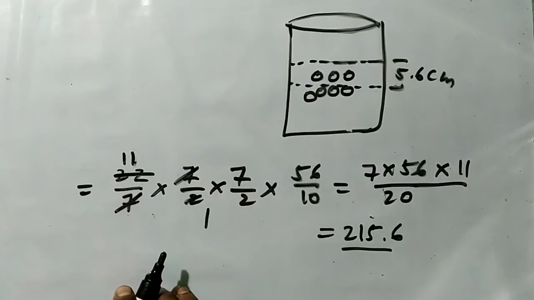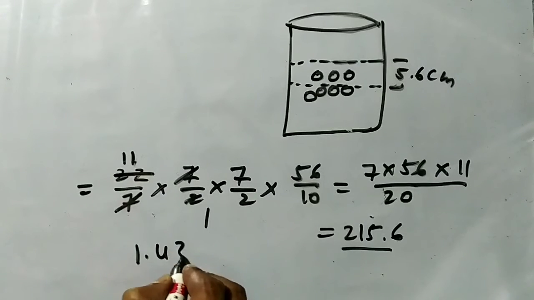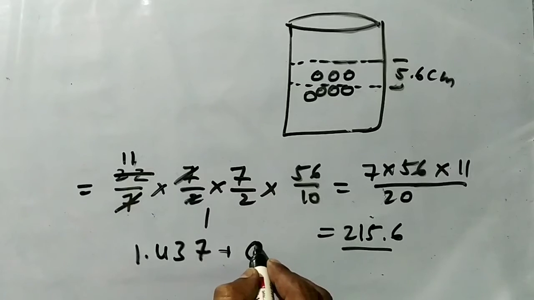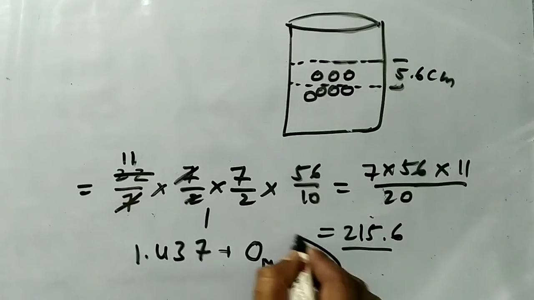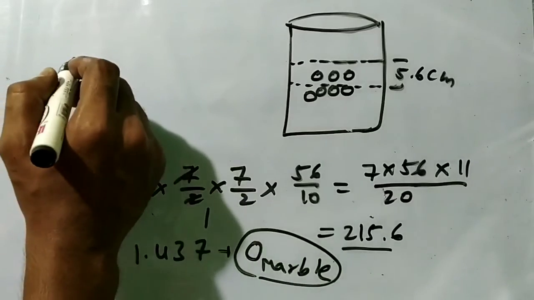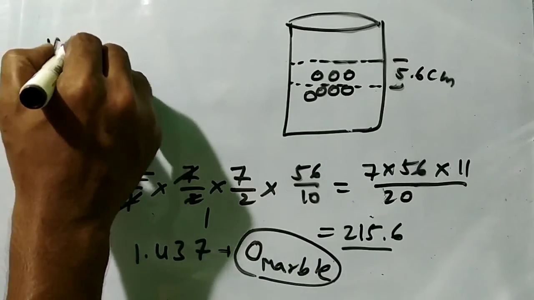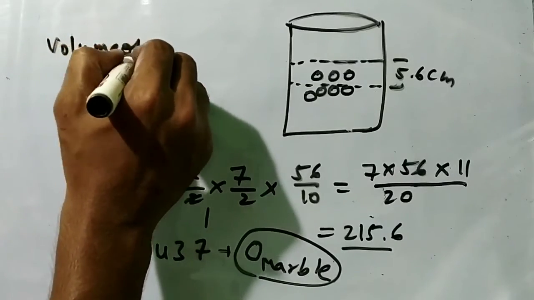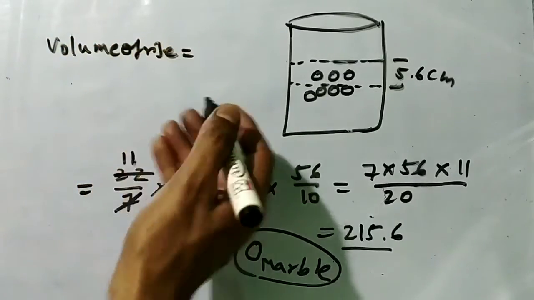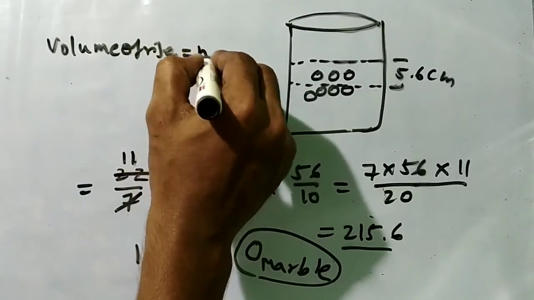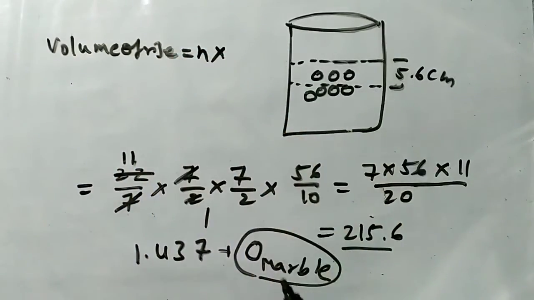Already we know that the volume of one marble is 1.437. Here, that is marble volume. And a few minutes back I said that the volume of rise is equal to the number of marbles times the volume of one marble.